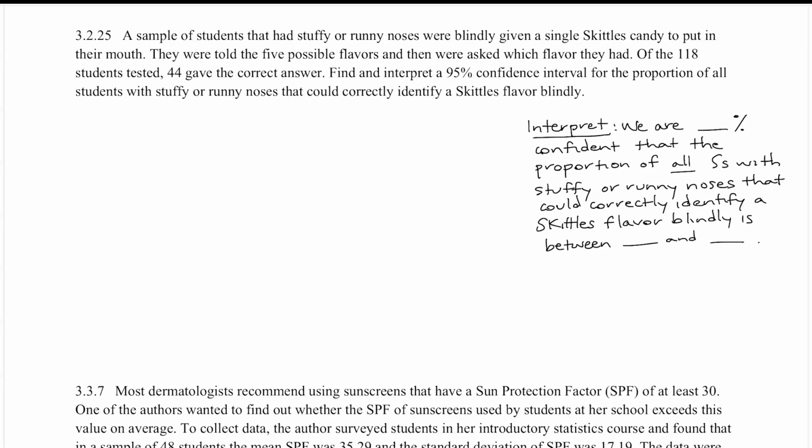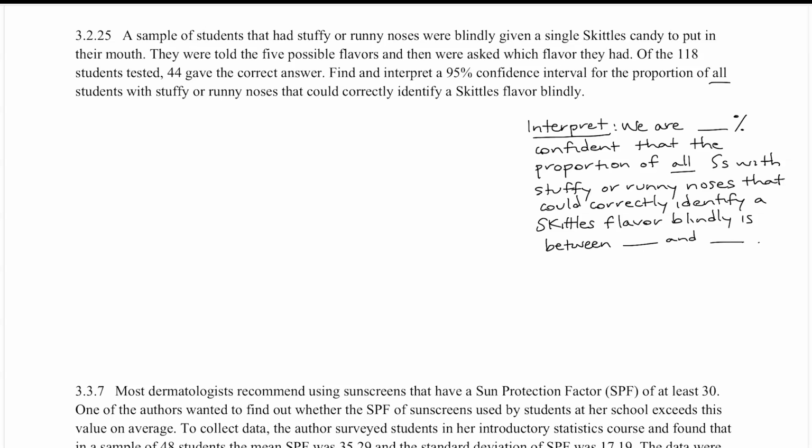Next, we're going to look at number 25 from section 3.2, which is very similar to number 24. Those same students, in their project, also tested 118 students who had stuffy or runny noses with the same Skittles taste test. So they were looking to see whether having a stuffy or runny nose might affect somebody's ability to correctly identify the flavor. So the observational units are the 118 students that were tested, and the variable and the type of variable are the same as they were in question 24.